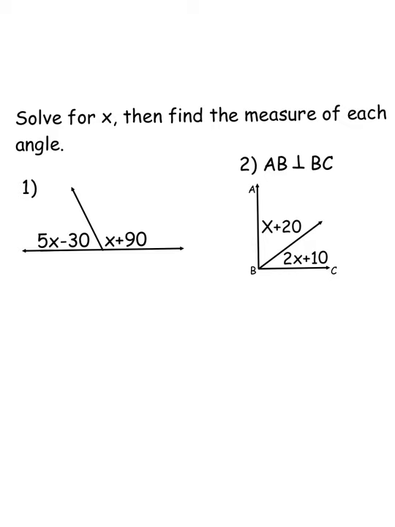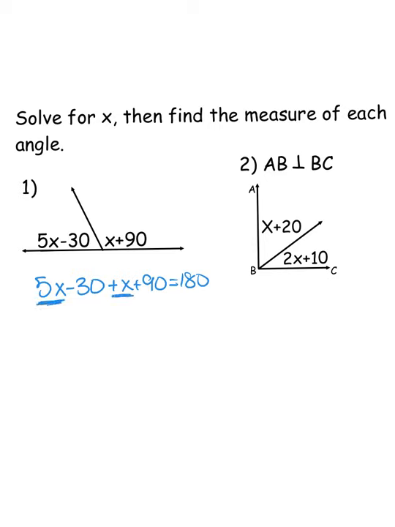Now, sometimes with algebra, we want to solve for x and then find the measure of each angle. If we look at number 1, these 2 angles form a straight line. So that tells me that they are supplementary. So I'm going to write 5x minus 30 plus x plus 90 equals 180. I'm going to combine like terms.